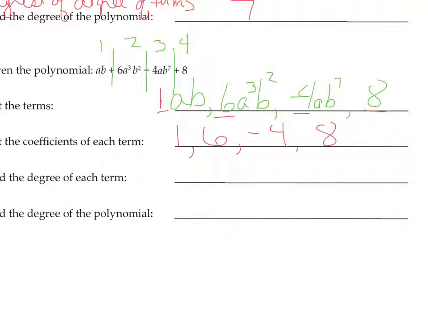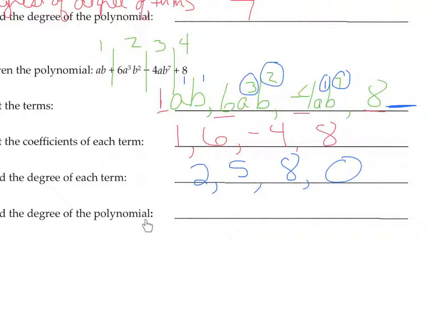To find the degree of each term, we add the exponents on the variables. So these variables have the invisible 1 exponent. When we add them, 1 plus 1, we get 2. In the second term, we add the exponents to get 5. In the third term, we've got another invisible 1 and a 7, so that makes it 8. And in the last term, there are no variables. So the degree is 0 because there are no variables with exponents. All right, to find the degree of the polynomial, we just choose the highest of the degree terms. And of course, that will be the 8.